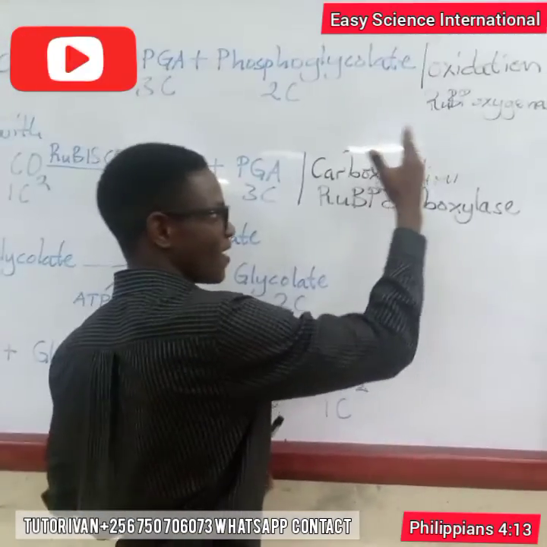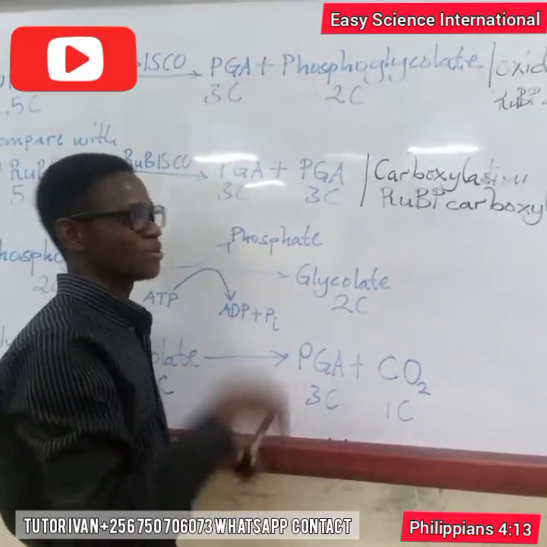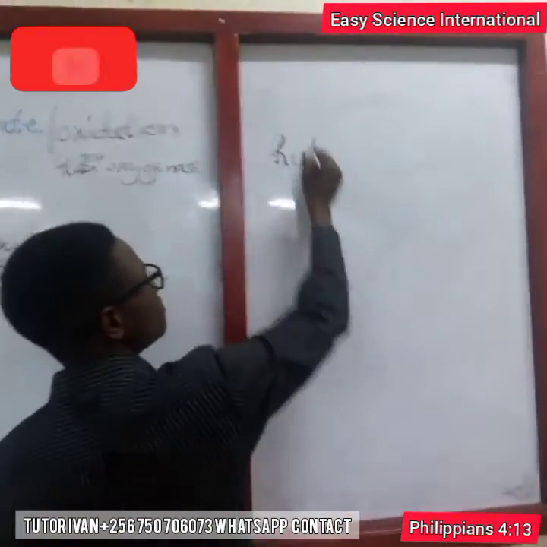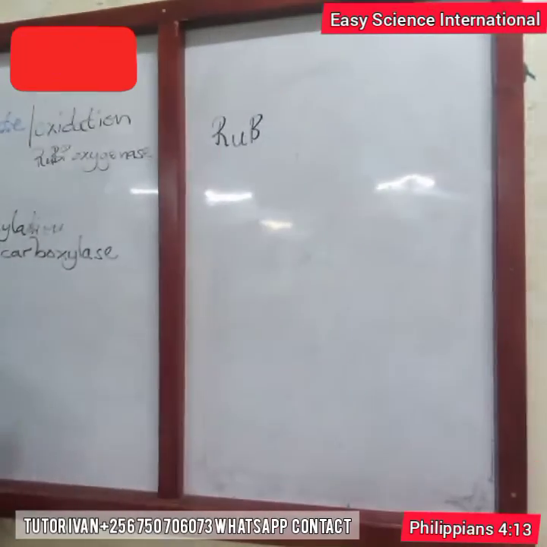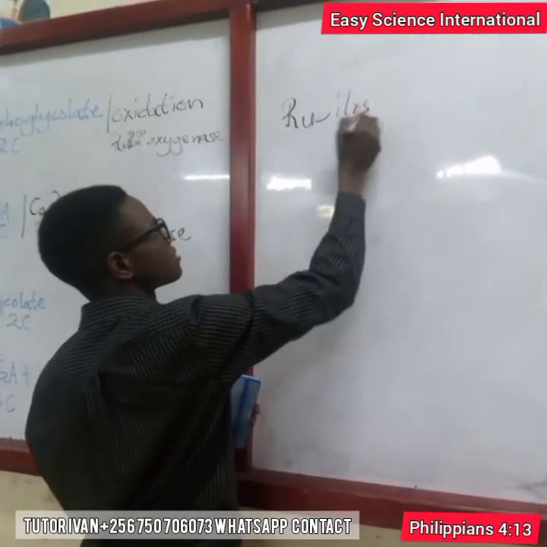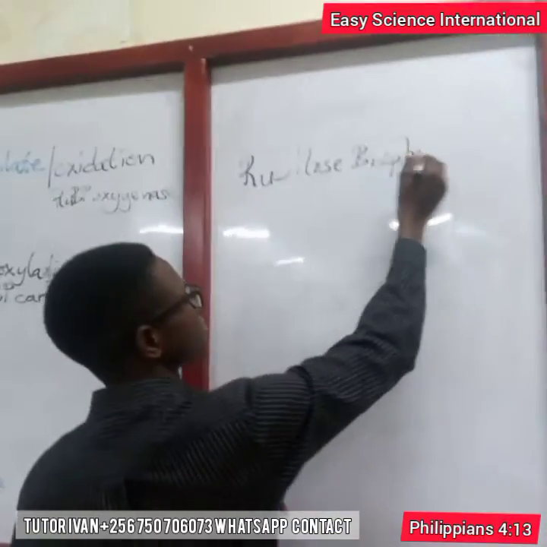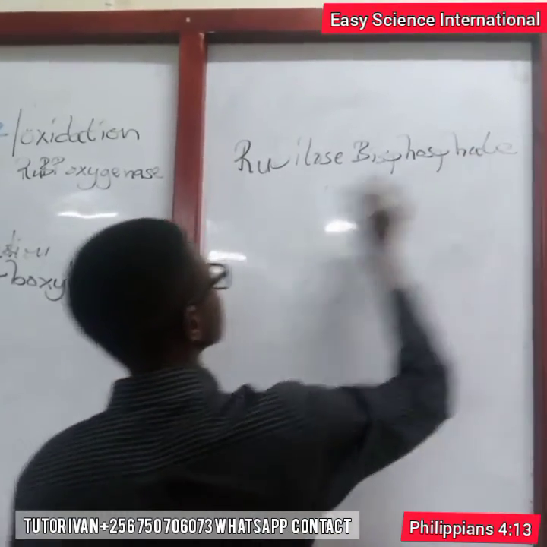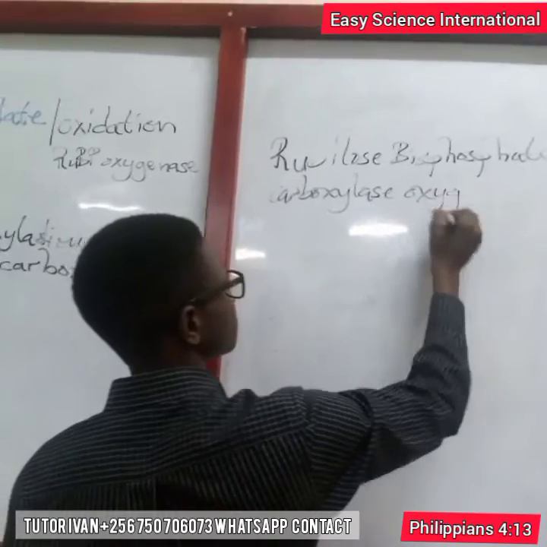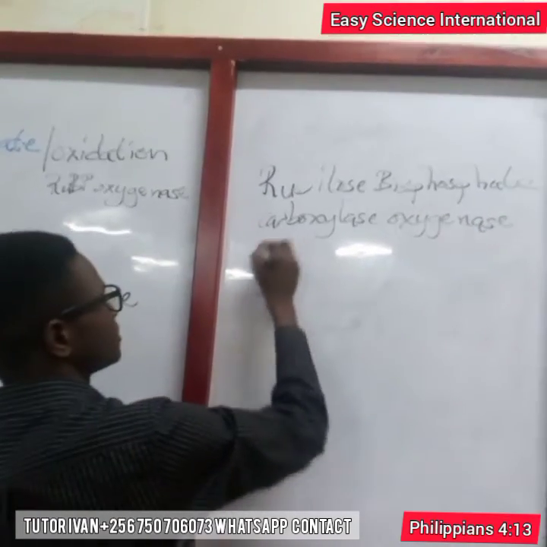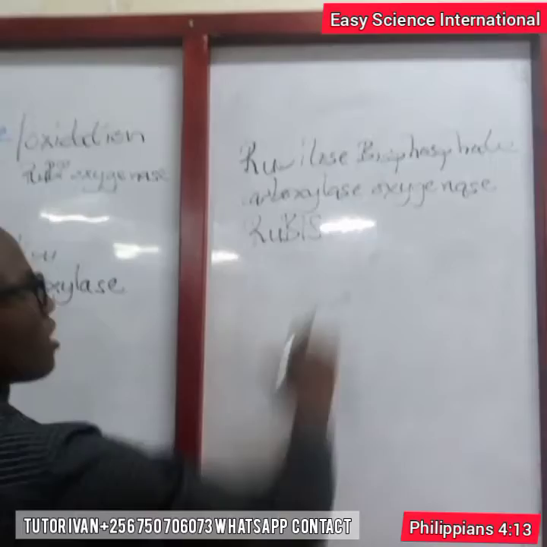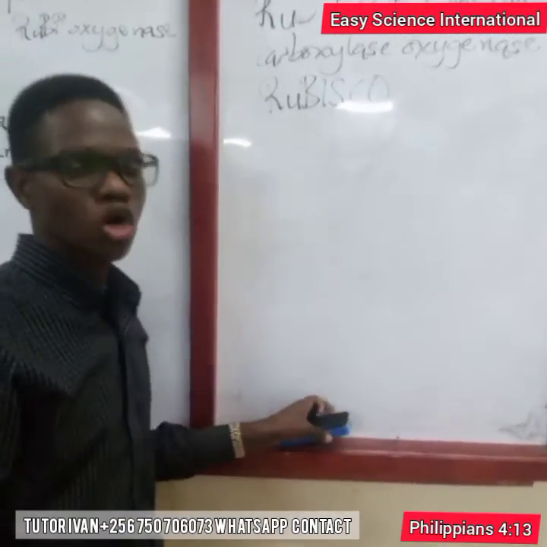RuBP carboxylase oxygenase, that is ribulose bisphosphate carboxylase oxygenase, and that is Rubisco. It has 2 active sites, one for carbon dioxide and one for oxygen.